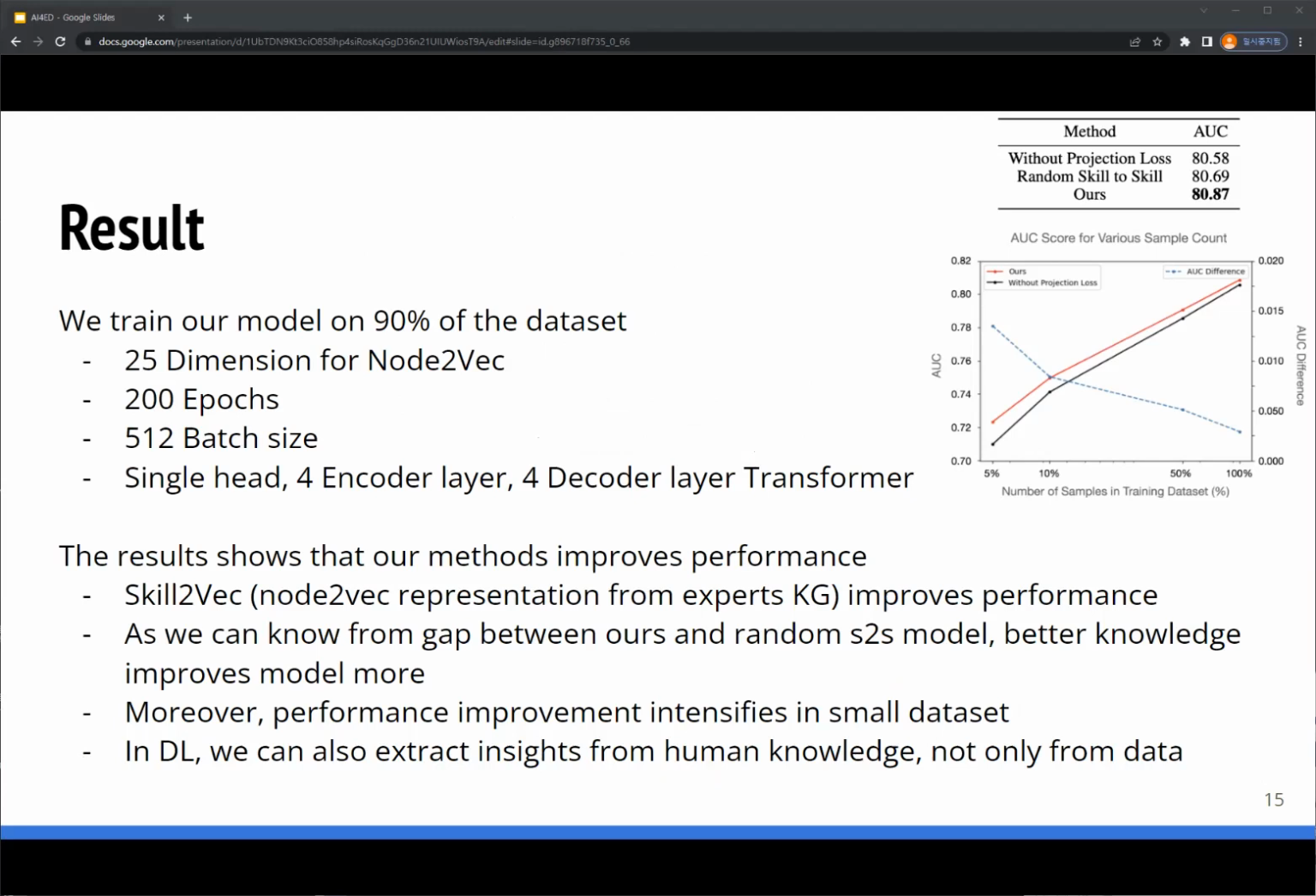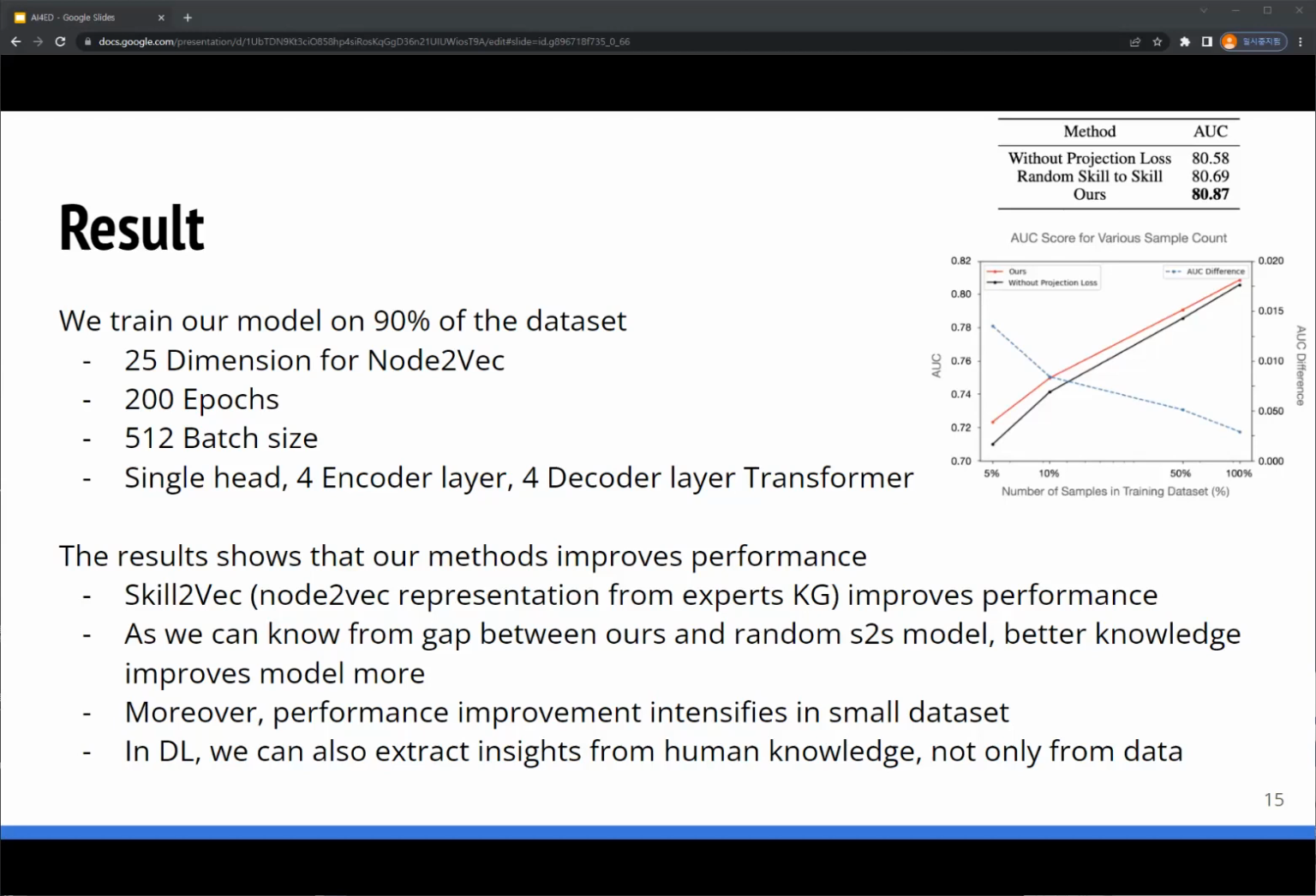The results are very promising and show the effectiveness of our model and proposed methods. All of the methods improve the performance compared to the baseline transformer model, which does not use the projection layer and does not express the domain knowledge. We observed that skill2vec and the Node2Vec representation from the expressed domain knowledge improve the performance, especially on few-shot tests and in small datasets.